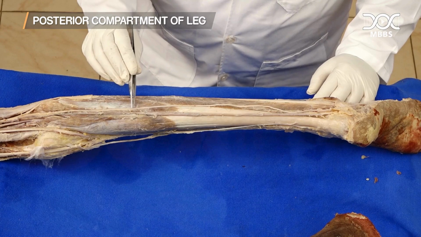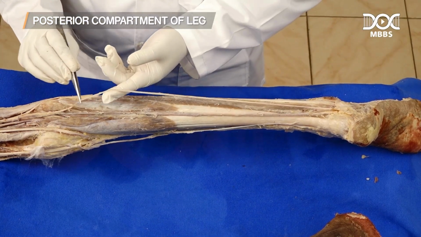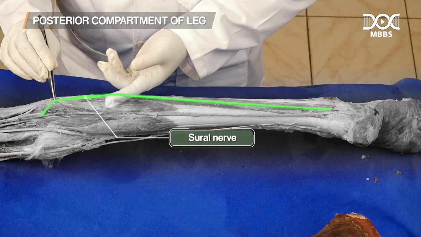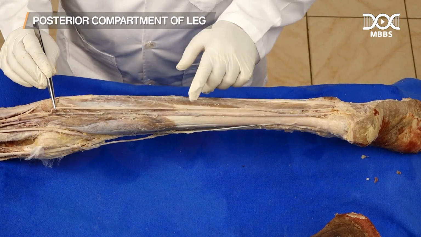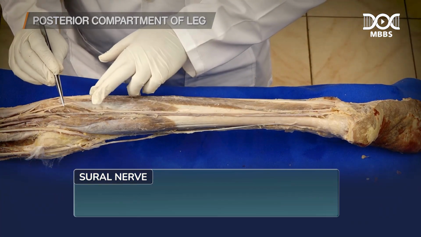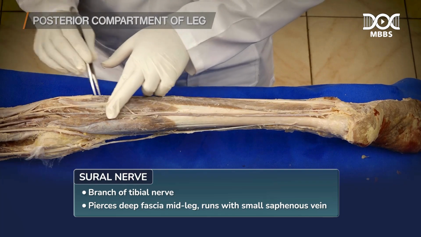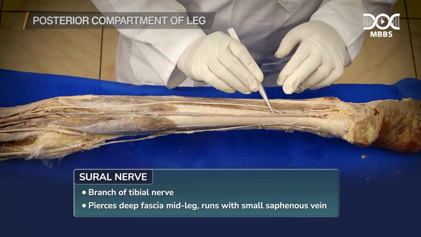The small saphenous vein is always accompanied by this thick cutaneous nerve. And what is this nerve? This is the sural nerve. The sural nerve pierces the deep fascia of the leg almost in the middle, and this comes as a branch from the tibial nerve, the tibial component of the sciatic nerve. So this is the sural nerve.